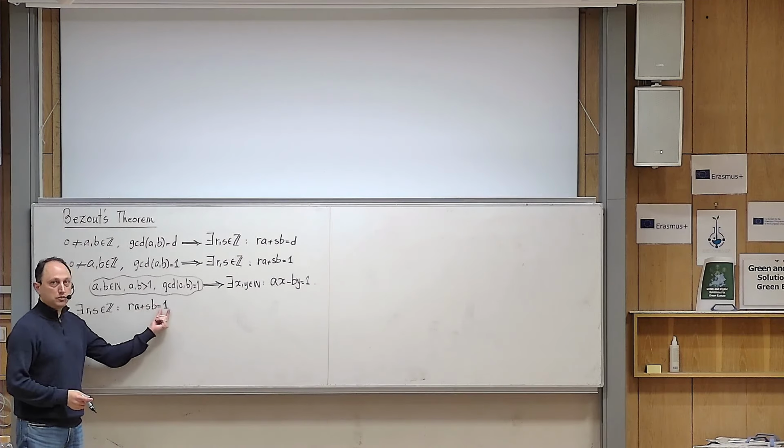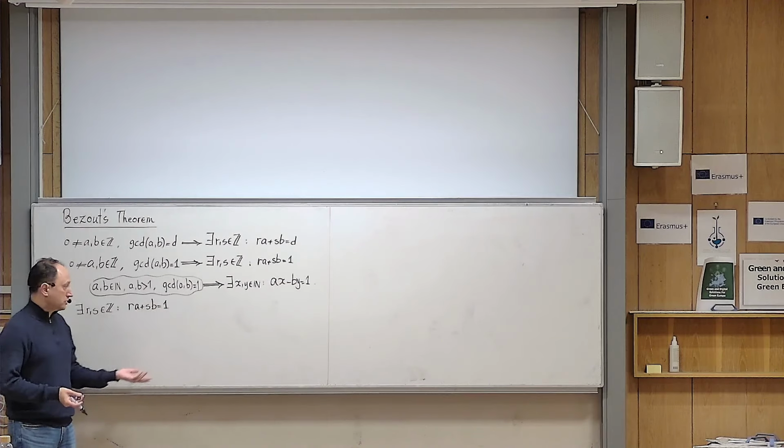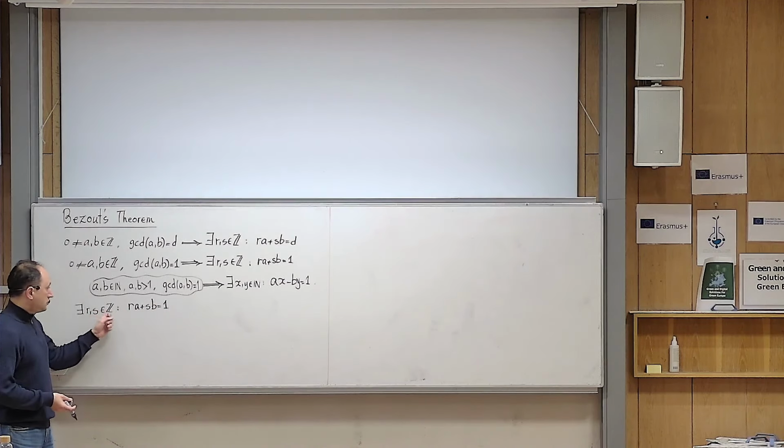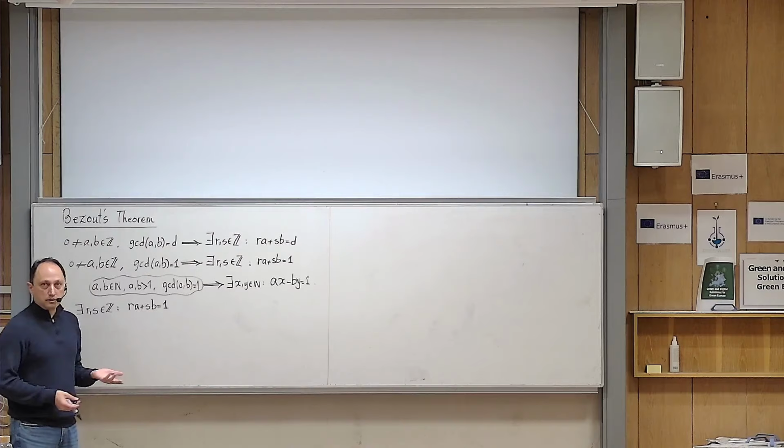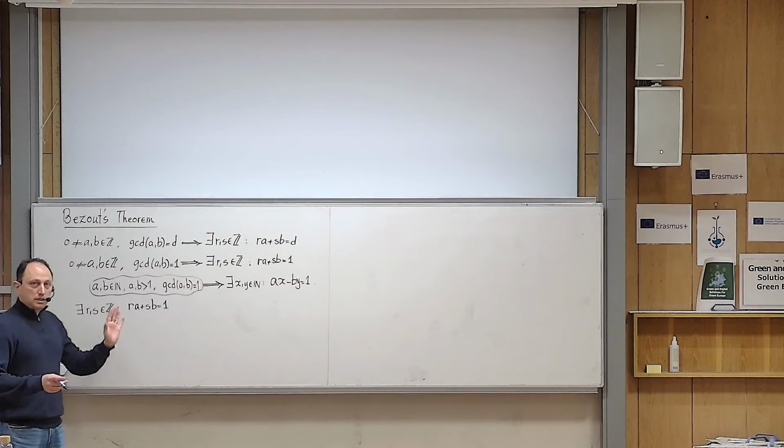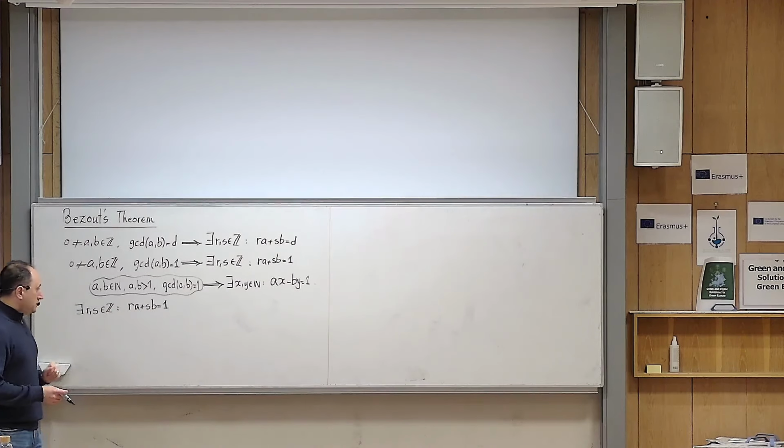Ra becomes equal to 1, but is that possible? Of course not. Why? Because R is an integer and A is a natural number greater than 1. It is not possible for this product to be equal to 1. So, it is clear that none of them can be 0.